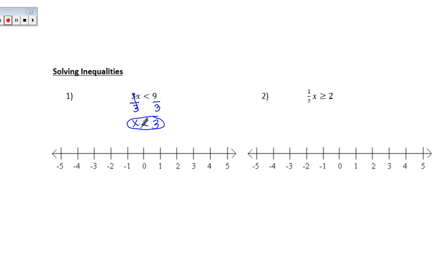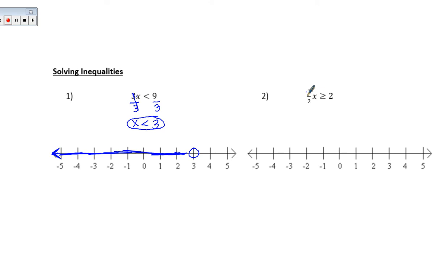And you can go ahead and graph that just like we did above. So x is less than 3. That means that we are going to put an open circle above 3. And x is less than 3, so 2 is less than 3. That makes that true. So we're going to shade everywhere to the left of that open circle. And there's our solution to that one-step inequality.